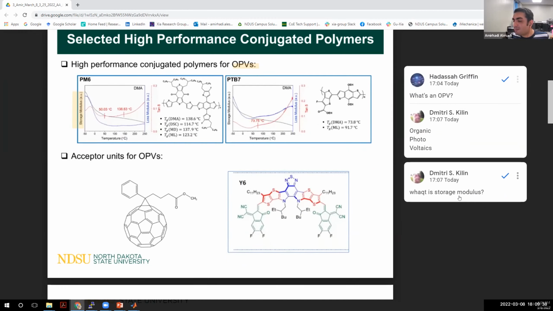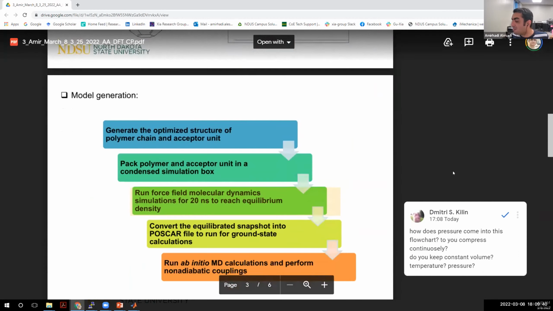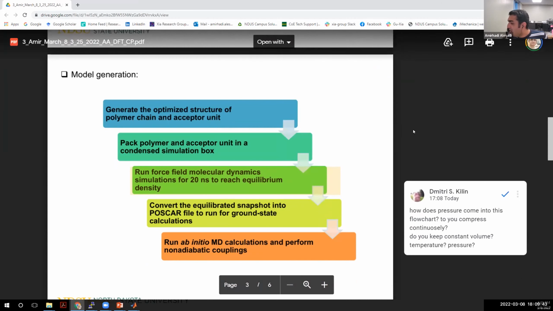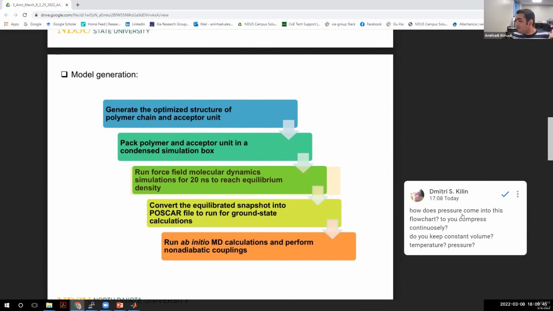Dr. Kinney, we talked about storage modules for the DMA test. How does compression come into this flowchart? Do you compress continuously? I alternated between NVT and NPT based on our previous experience in the force field calculations. At the beginning I keep constant volume to de-overlap the atoms and chains, so they do not entangle with each other. But at the end, it was under real pressure and temperature.